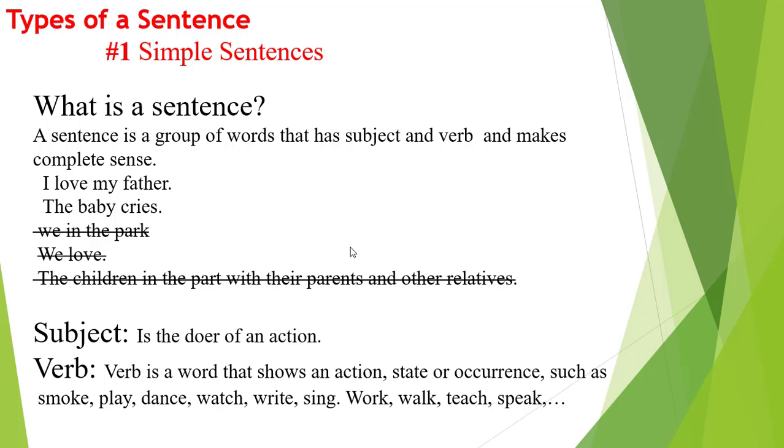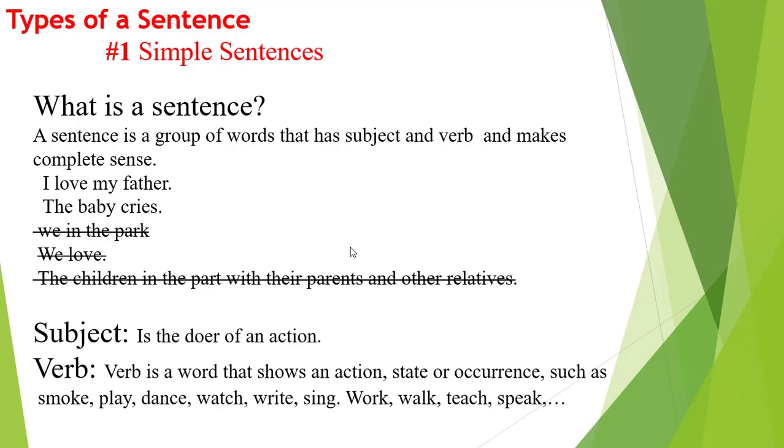We in the park. So we is the subject, in the park is a place. What is missing here? We don't have a verb. We laugh, we don't have an object, the sentence meaning is not complete. Okay? The children in the park with their parents and other relatives. Again in this sentence the verb is missing. We don't have a verb, so it is not a sentence.